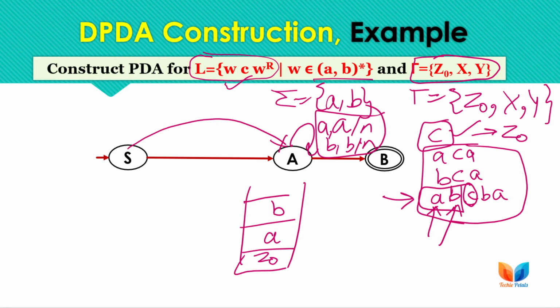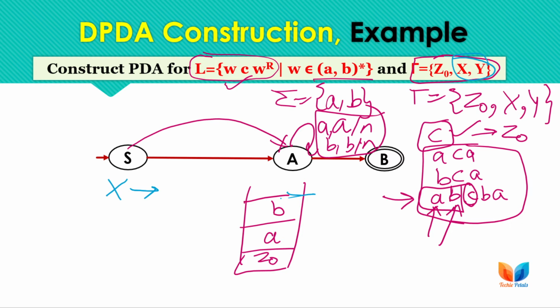Now as we are given the constraint of using X and Y as stack symbols, we cannot push B and A onto the stack top. Instead of B and A, the approach will be the same, we just need to push X and Y onto the stack top. So Z0 is a default stack symbol, we cannot change it, but now we have to use X and Y as stack symbols, not B and A.